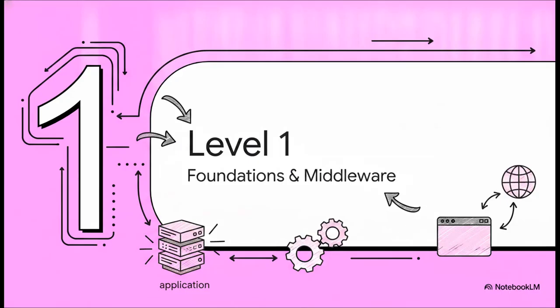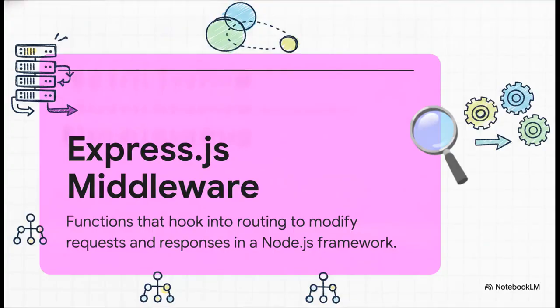All right, level 1, Express foundations and middleware. Let's jump right in and establish the core mechanics of how an Express application actually handles the web. At its core, Express is known as a fast, unopinionated, minimalist web framework for Node.js. But what does that actually mean for us?